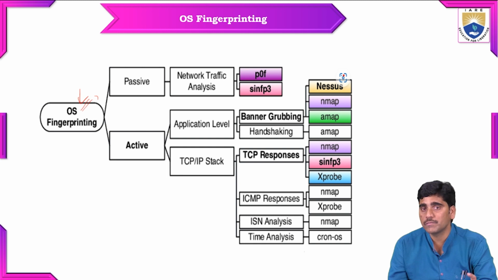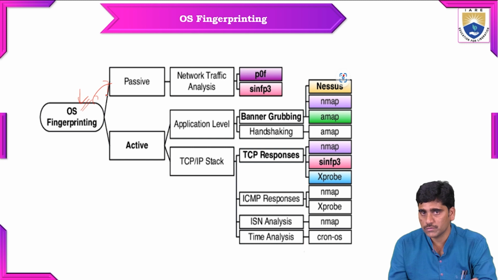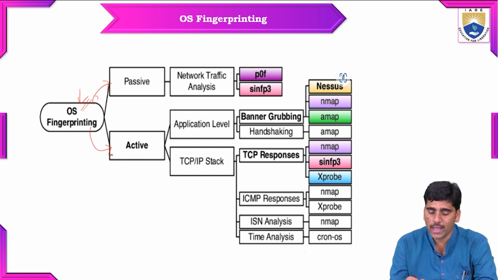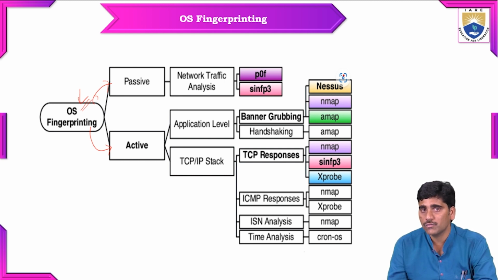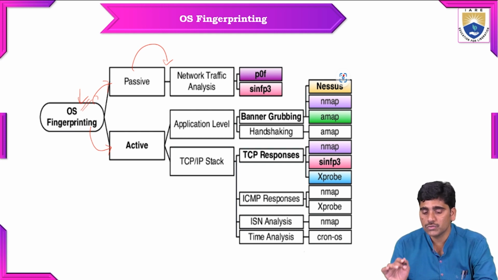There are two types of OS fingerprinting: passive OS fingerprinting and active OS fingerprinting. Passive OS fingerprinting relies on network traffic analysis. It does not directly probe to identify what type of operating system is in use; it uses a network traffic analysis process.